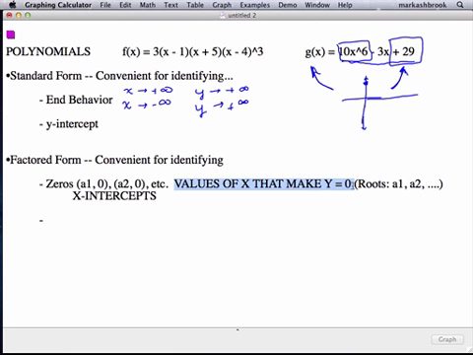Okay, but that's the key to it. That's the key. What values of x, if you put them into the function, would spit out 0? Okay? And those are the x-intercepts.